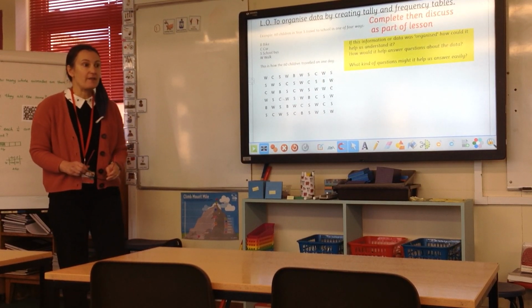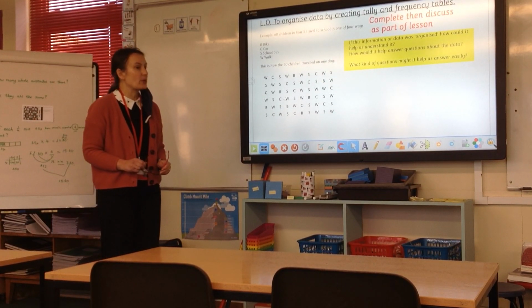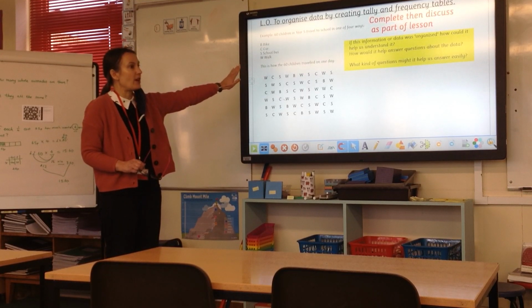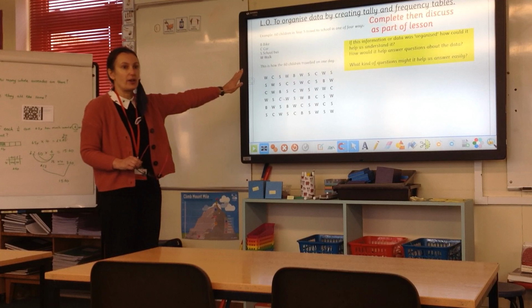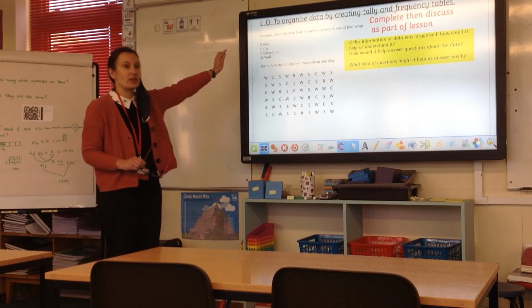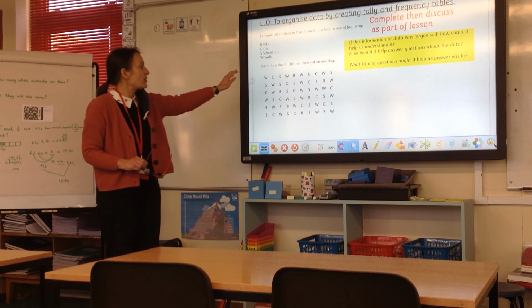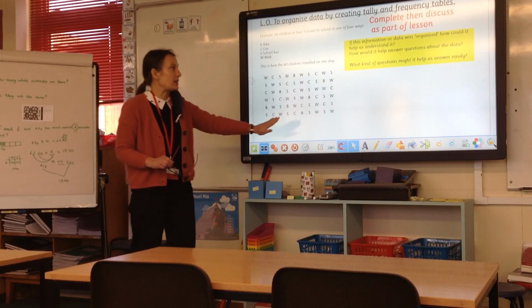So for our first task, I have got this question, and it's got about 60 children in year 5 who travel to school in either of 4 ways. So they can come into school on their bike, in the car, on the school bus, or walking. So this is the information that has been collected.